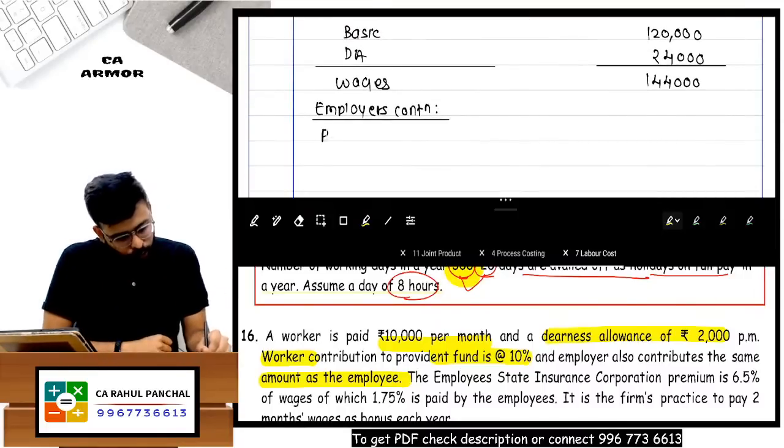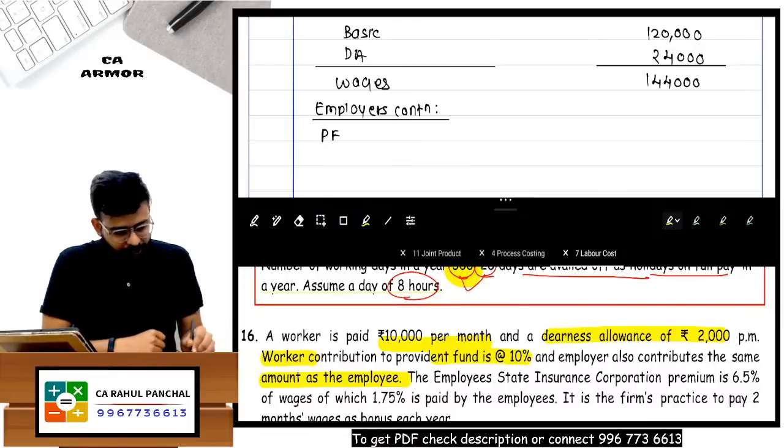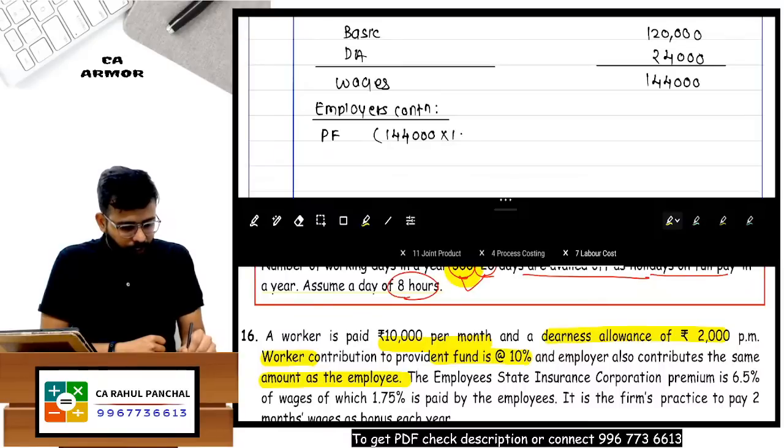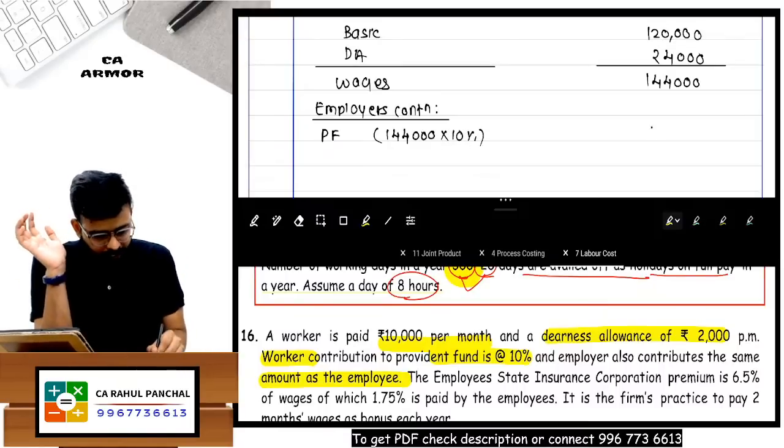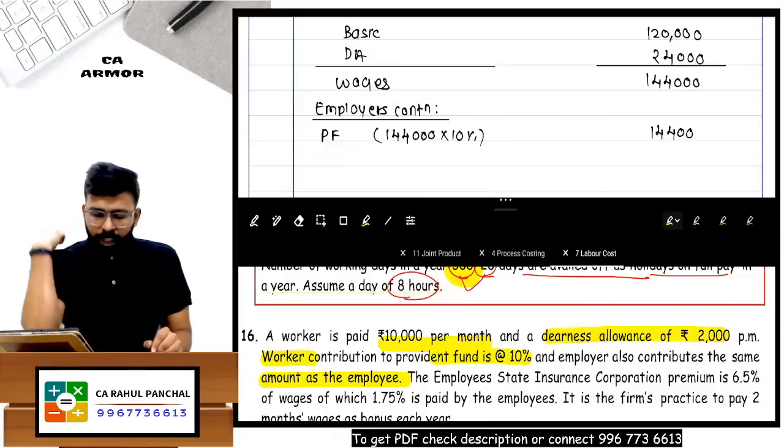So how much is the employer contributing to PF? 10%, the same amount. That is, 1,44,000 is wages, basic plus DA, into 10%. So 1,44,000 into 10% is 14,400. That is what I pay.